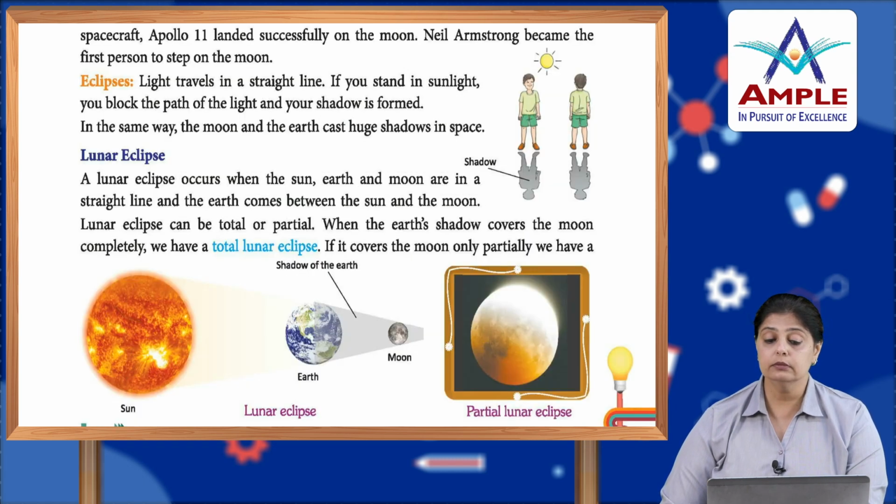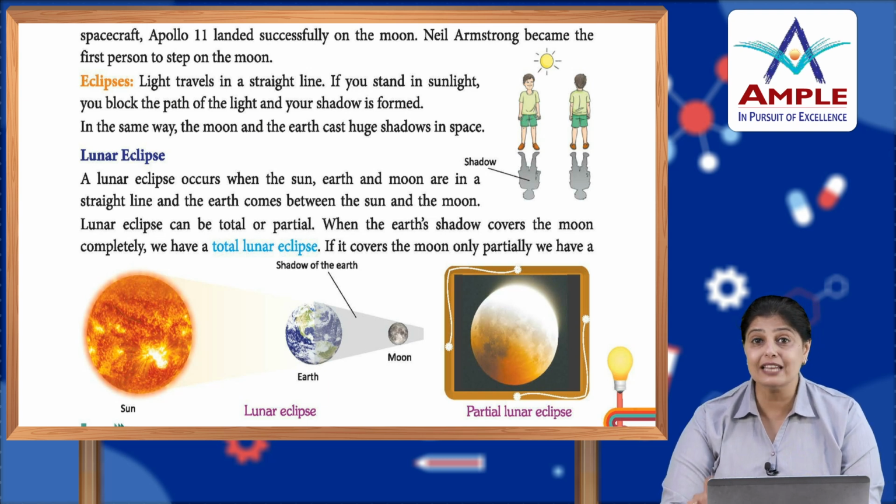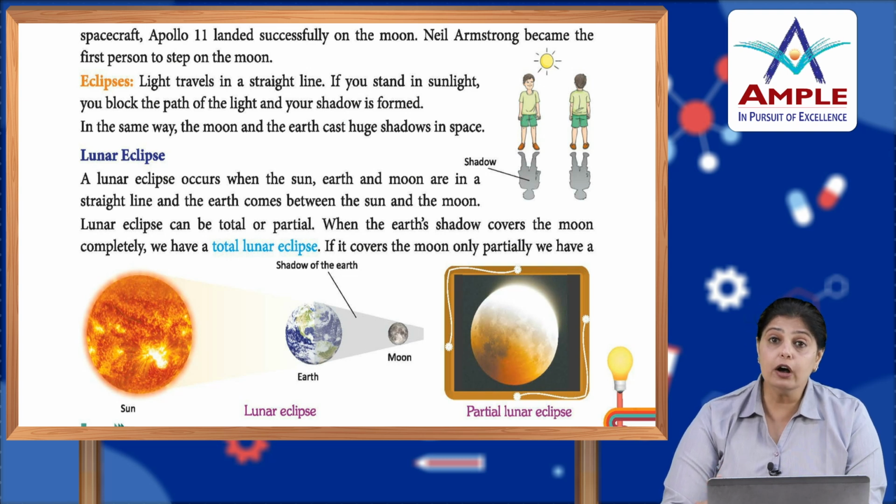Now, Neil Armstrong was the first person to step on the moon. Yuri Gagarin of Russia was the first human to go to outer space. Then American spacecraft Apollo 11 landed safely on the moon, and Neil Armstrong was the first person to step on the moon.